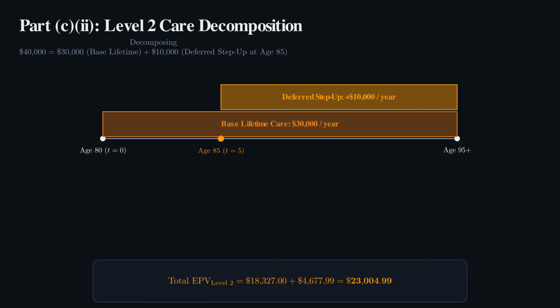The base level 2 EPV is 30,000 times a 80:02, which is 18,327. Add the deferred 4,678. Part C2 is about 23,005.